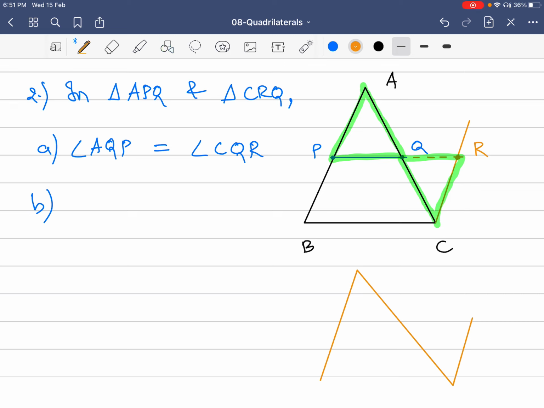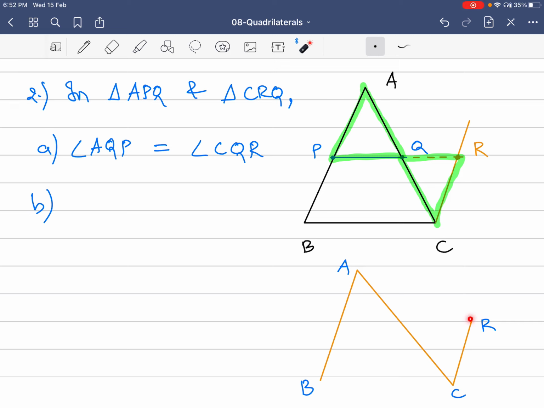Okay, I'm going to name it. So this is our vertex A, this is B, this is C, and let's say this is R. So AC is a transversal for two parallel lines AB and CR. This is our AB and this is CR, and AC is the transversal. So angle BAC is equal to angle ACR. Why? Because they are alternate interior angles.